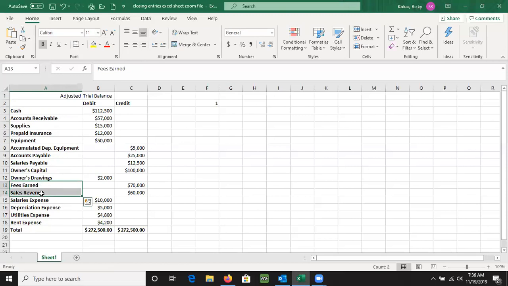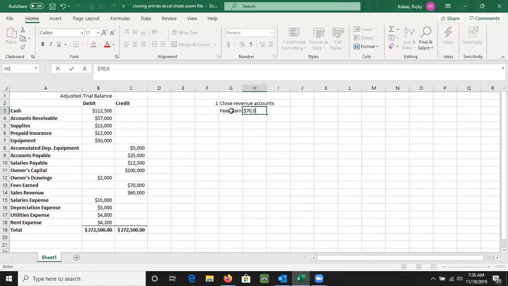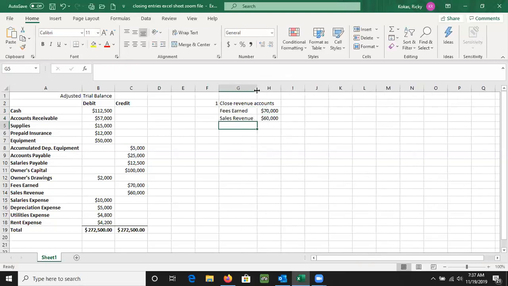You have 2 revenue accounts. Revenue is the first to get closed. If revenue accounts have a credit balance, which they always will, how would you get rid of something with a credit balance? You're going to debit it. So we're going to debit fees earned for $70,000, and we're going to debit sales revenue. Again, fees earned, depending on what you've seen it as, might be service revenue. There's no set format in what some of these accounts should be called.